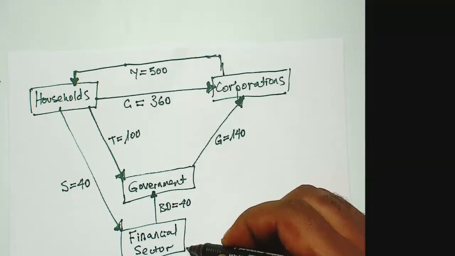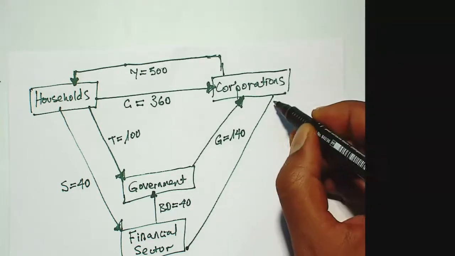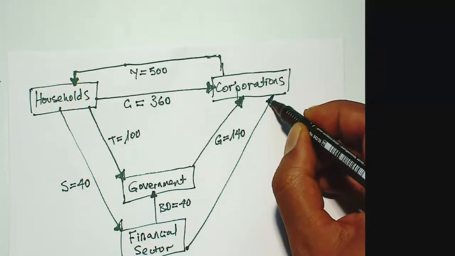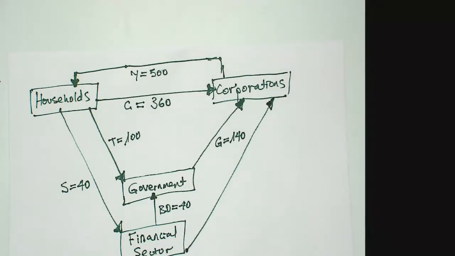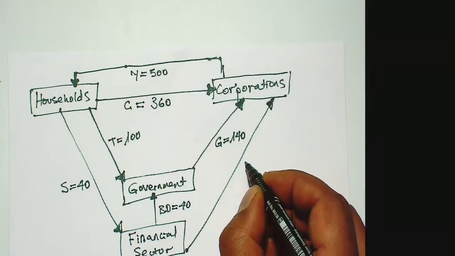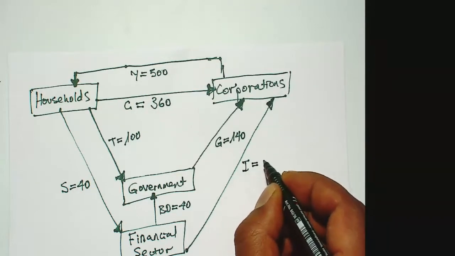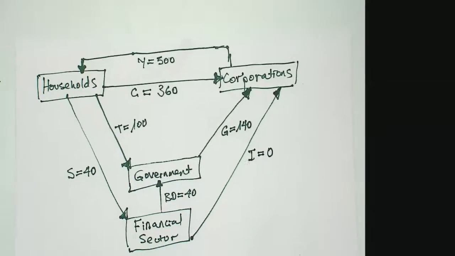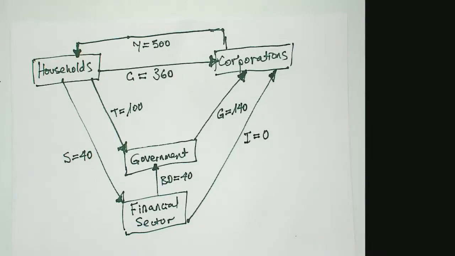Finally, we have said there is no investment in the economy, but if there was any investment, it would come from the financial sector to the corporations, where they borrow money from the financial sector. But we would indicate it as I equals 0 for investment. So this gives us an overview of what the circular flow diagram would look like in a given economy with the given conditions.